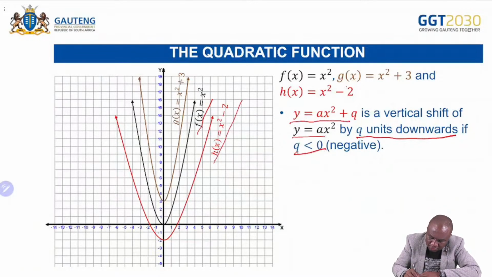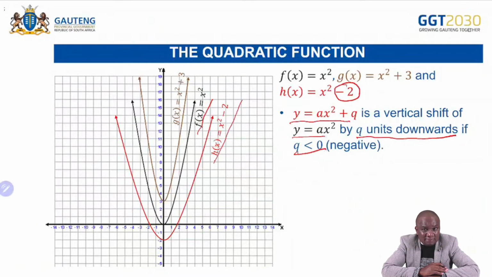Like here we have our q, which is negative 2. See that the q value is negative 2 there. So it means the graph of f of x is shifted downwards by 2 units. That's the shift downwards by 2 units. Okay? Right. That's the effect of q.